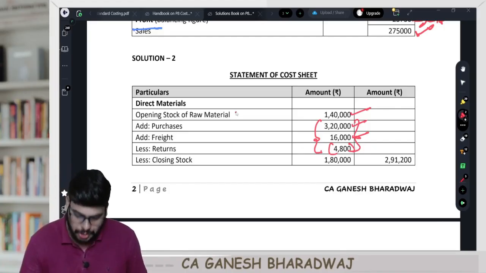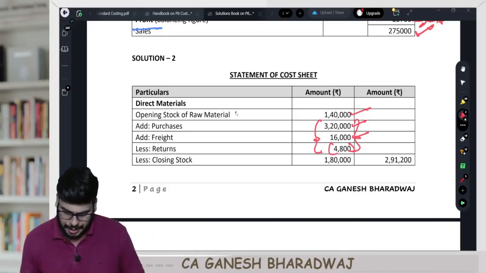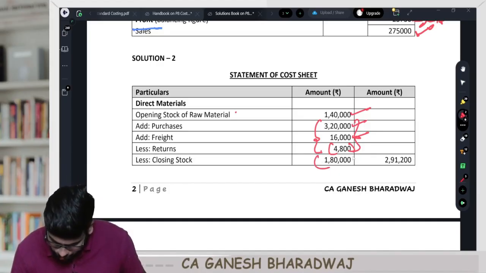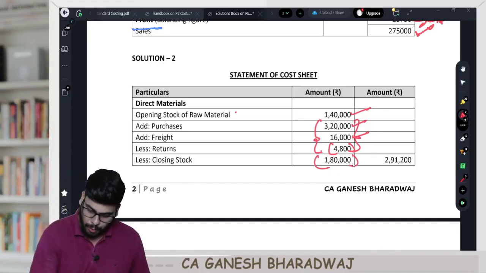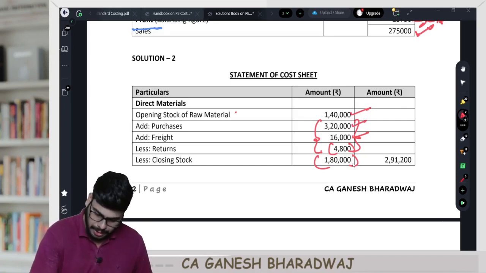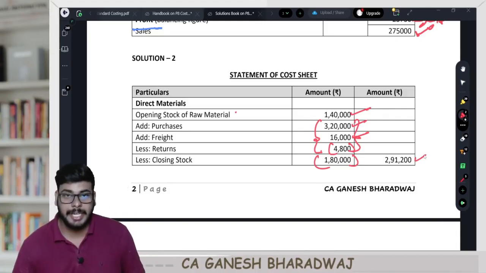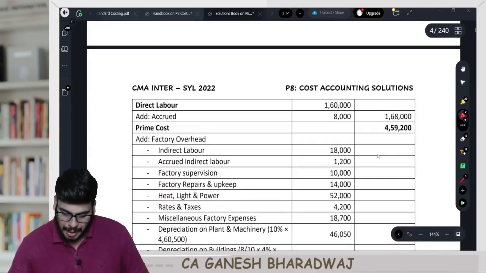Right? So opening stock of raw material plus your net purchase cost minus closing stock of raw material. If you do that, how much do you get? 1,40,000 plus 3,20,000 plus 16,000 minus 4,800 minus 1,80,000. You get 2,91,200. This is the value of raw material consumed. Are you clear with this?